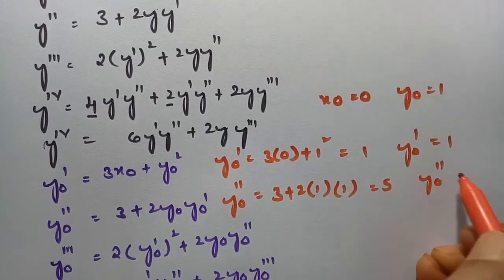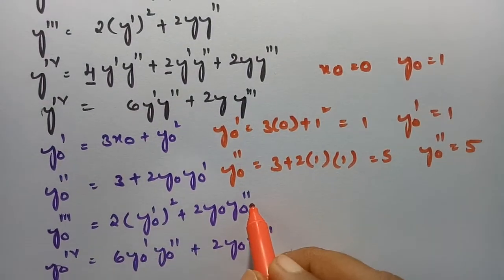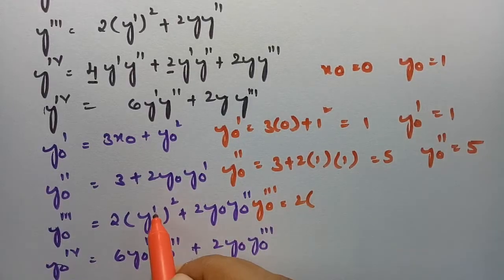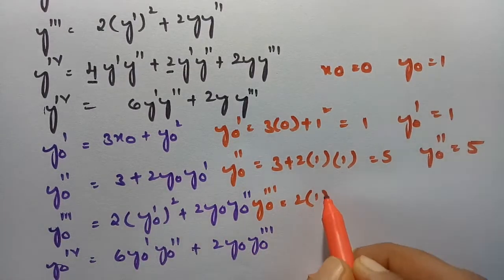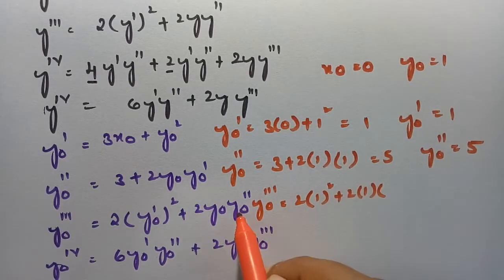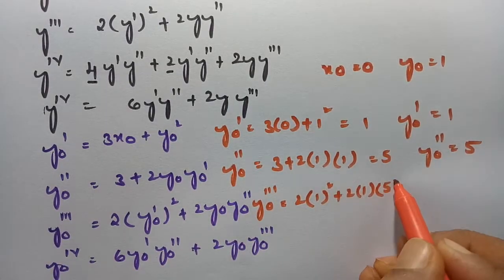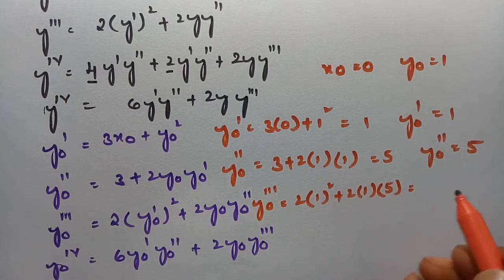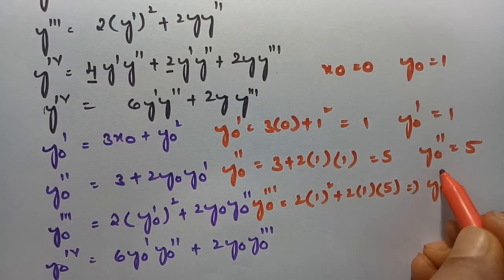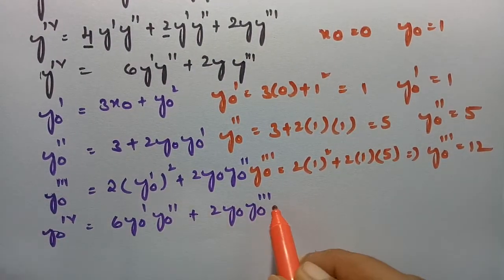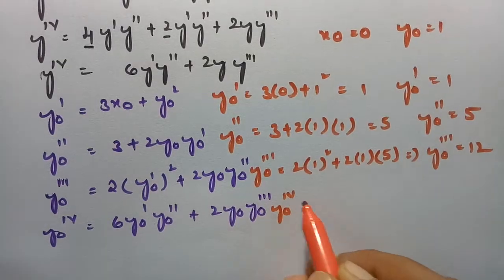So y naught double dash value is 5, and again y naught triple dash, so this is 2 into (y naught dash) whole square, that is 1 square, plus 2 into y naught double dash, and the y naught double dash value is 5, so which is equal to 2 plus 5 twos are 10, 12. So that implies y naught triple dash value is 12.